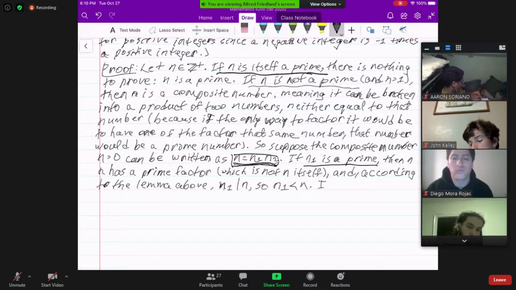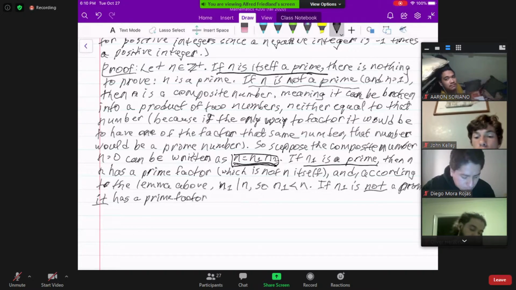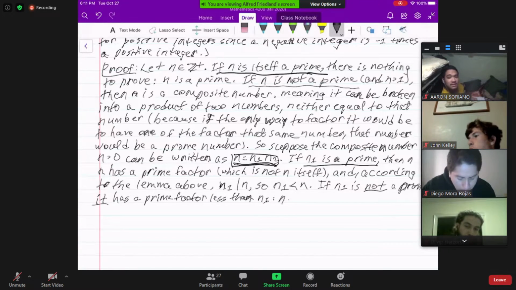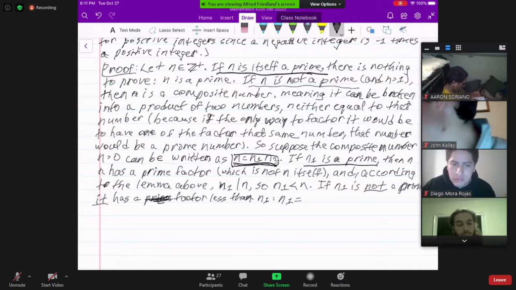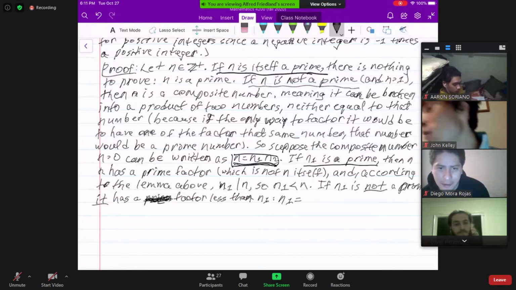Okay, well, if n sub 1 is not already a prime, if you haven't gotten down to primes, well then it has a prime factor. And again, since it's not a prime, this prime factor will be less than n sub 1. So n sub 1, get rid of the word prime here. We don't know that it's prime yet. It may not be. But it does have a factor. If it's not a prime, then it's composite. So it has a factor less than itself.